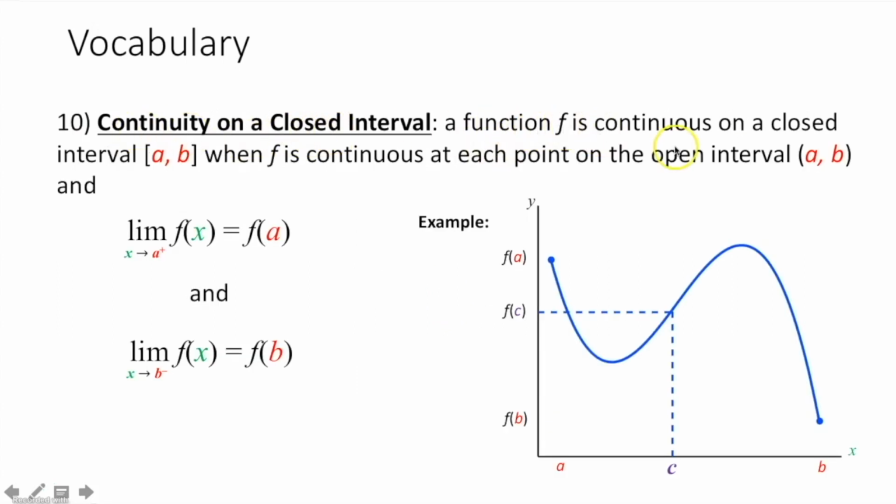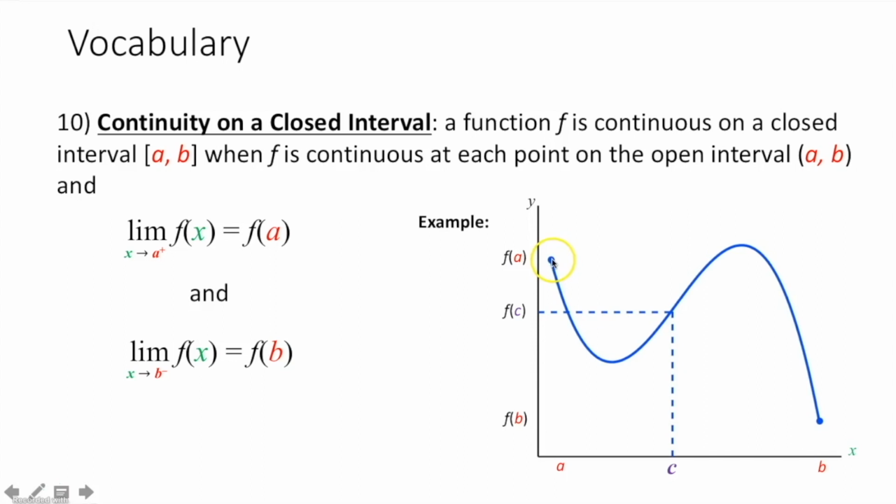Now, continuity on a closed interval. A function f is continuous on a closed interval [a, b] when f is continuous at each point on the open interval (a, b), and the limit as x approaches a from the right of f of x equals f of a, and the limit as x approaches b from the left of f of x equals f of b. So that just means that you're continuous on the open interval, everything in between the two endpoints, and then at the endpoint, the limit as x approaches a from the right actually equals f of a.